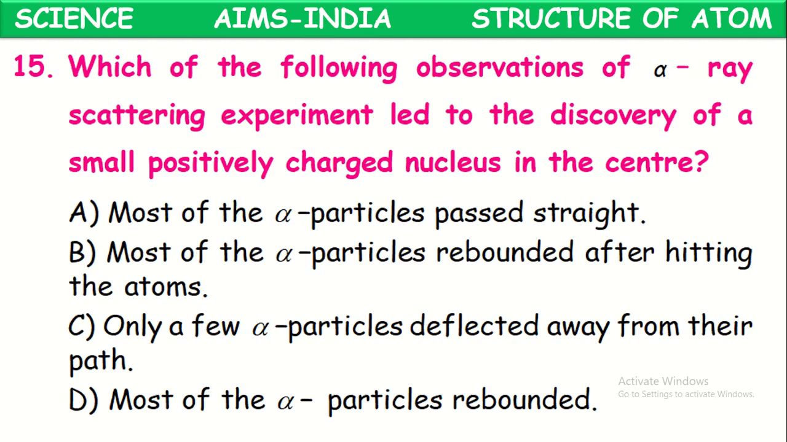Next, which of the following observations of the alpha-ray scattering experiment led to the discovery of the small positively charged nucleus in the center? The center of the atom, the nucleus, was discovered by the observation that only a few alpha particles deflected away from their path on reaching the center part of the atom. By this observation we assumed that there is a certain massive part at the center of the atom which has positive charge.